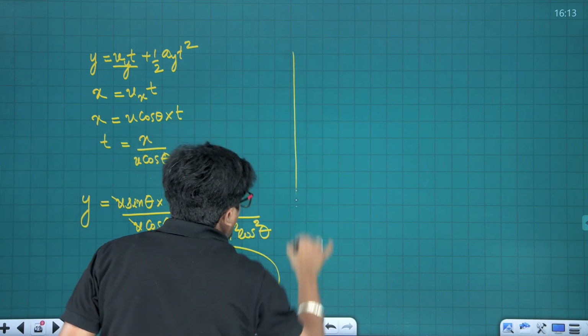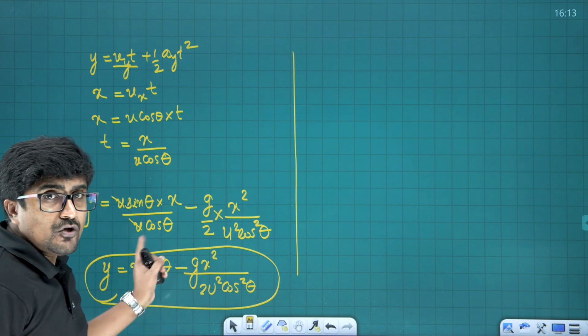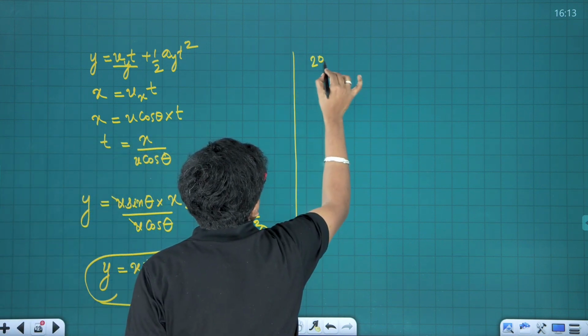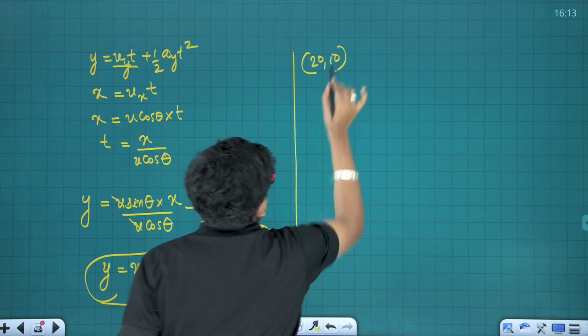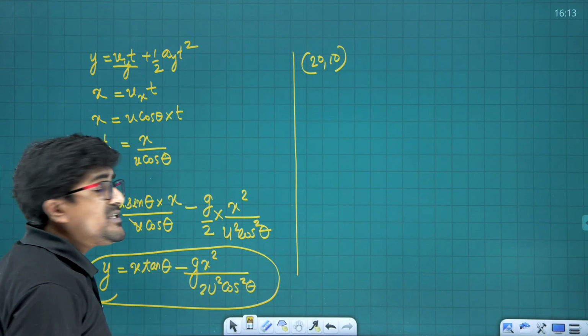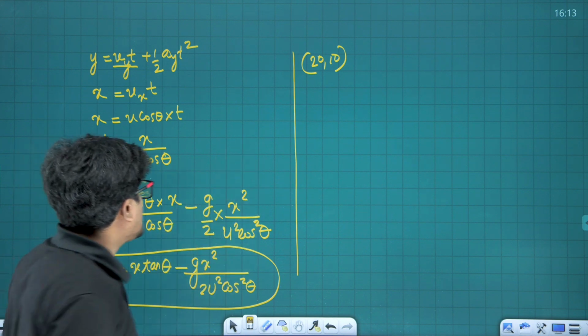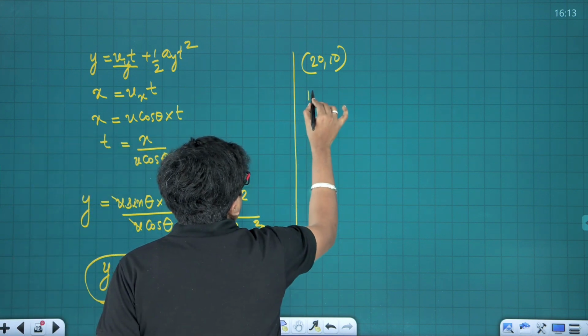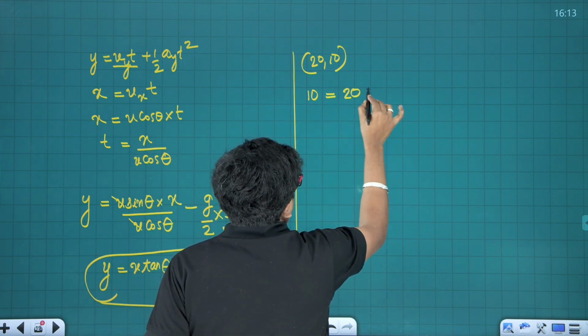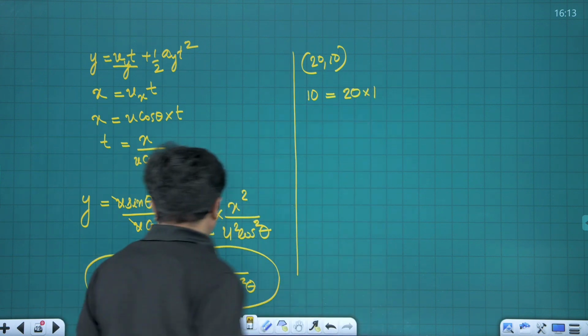And here we know the value of x, we know the value of y. What was it? It was 20 comma 10. That means when x is equal to 20, y is equal to 10. Now let me substitute that here. So of course y is 10. So here 10 is equal to x, which is 20. Tan of 45 is 1.